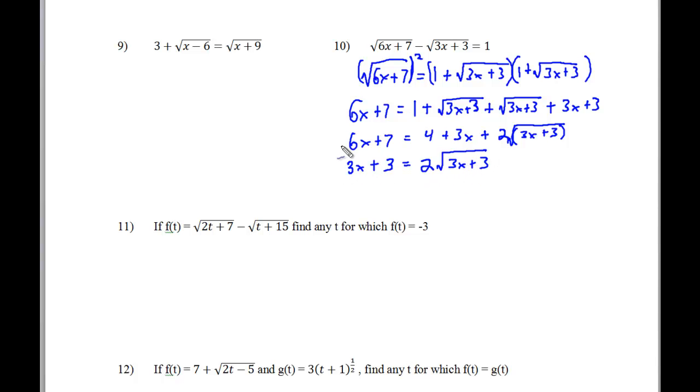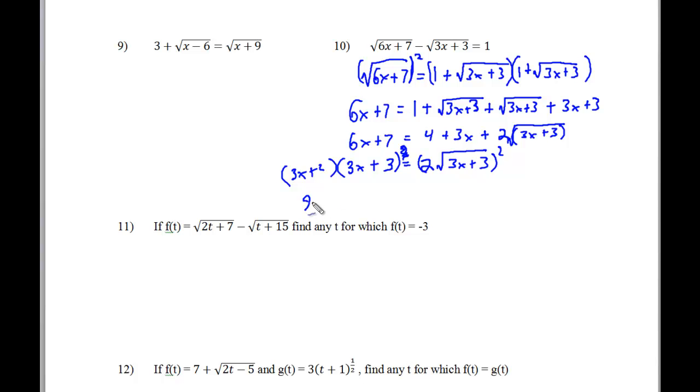Now, at this moment, what I'm going to do is square both sides. I'm going to square both sides because this will get rid of my radical over here. Now over here, I will have to FOIL the 3x plus 3 with another 3x plus 3. That's what squaring means. It means you have to FOIL it.